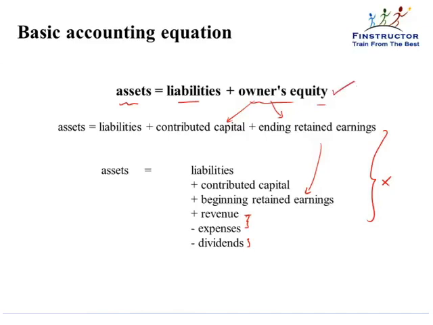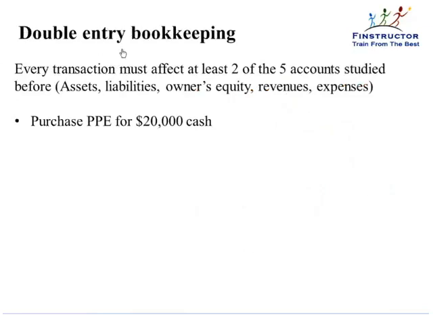Now the concept of double entry bookkeeping says that every transaction must be recorded in at least two accounts, that is assets, liabilities, owner's equity, revenues, or expenses. It is alright if it affects the same account twice in different heads, but all transactions must affect at least two accounts. Let's understand with the help of an example.